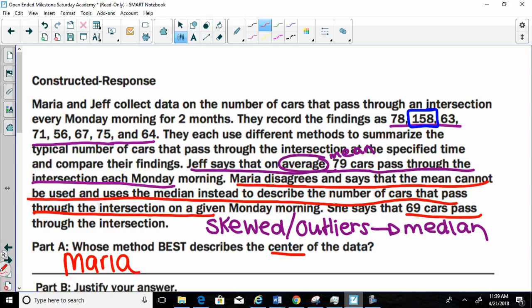Then which one was the mean again? Mean is adding up all the numbers and dividing by how many. The median is the number that's in the middle. The median is when you line them up and take the middle number.